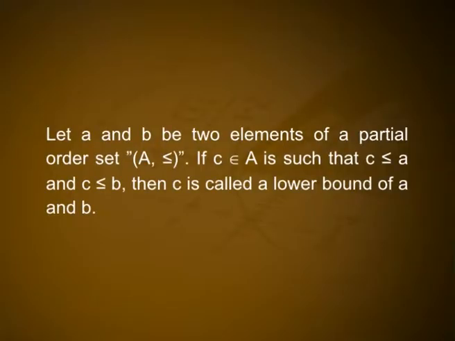Note, it is possible to define lower bound and upper bound for elements in a partially ordered set. Let a and b be two elements of a partially ordered set. If c belongs to the set is such that c is less than or equal to a and c is less than or equal to b, then c is called a lower bound of a and b.